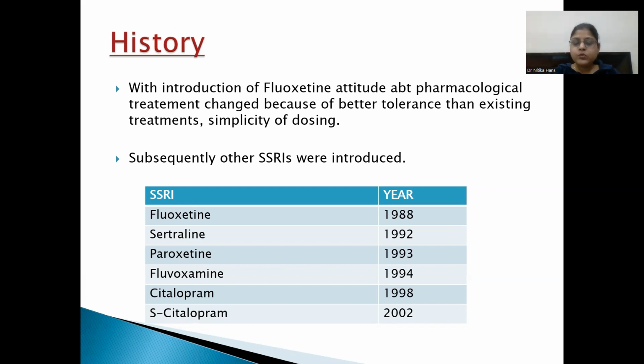Fluoxetine was the first compound discovered, with better tolerability and simple dosing as compared to the existing treatment. Other SSRIs followed. Fluoxetine was introduced in 1988, sertraline in 1992, paroxetine, another SSRI, in 1993, fluvoxamine in 1994, citalopram in 1998, escitalopram in 2002. So this is the year of their introduction in history.